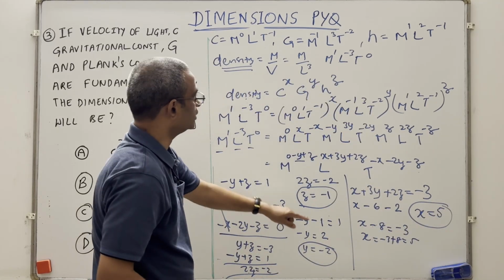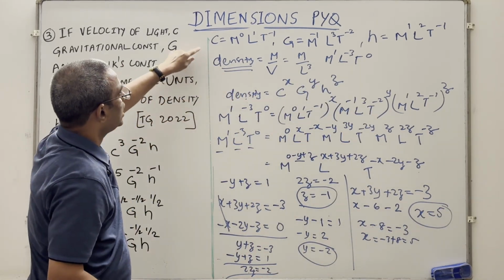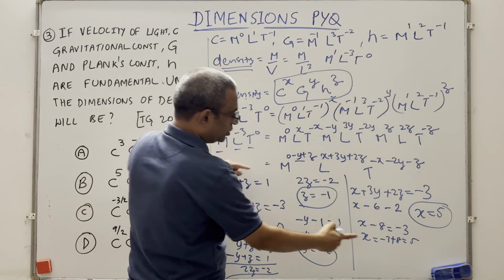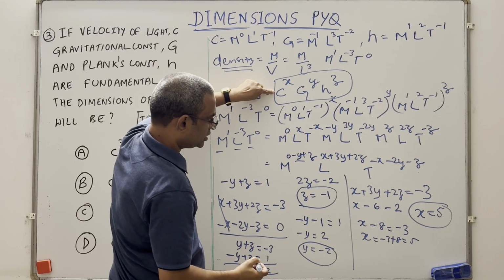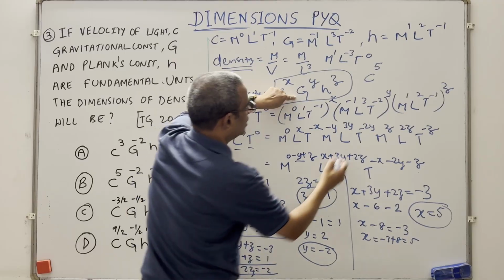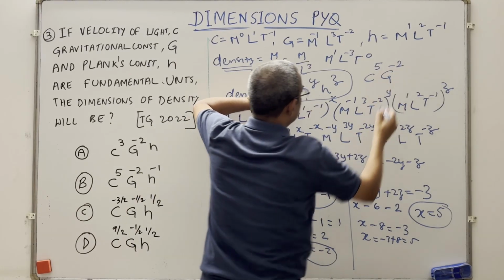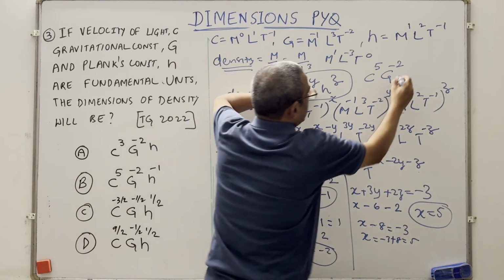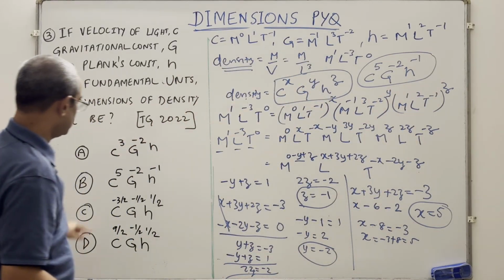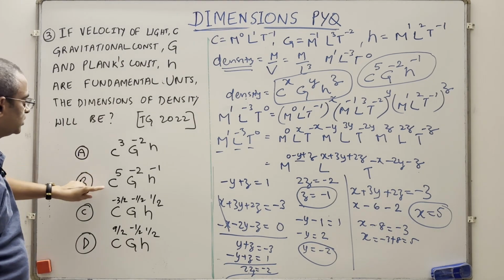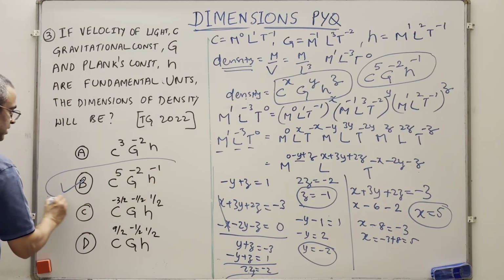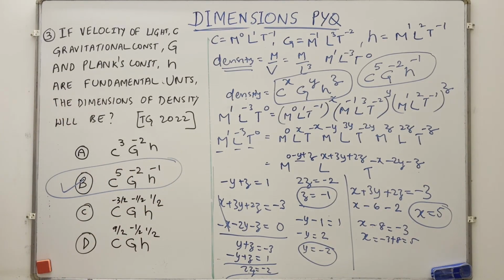So we have all these. That means our initial formula, this one here, if we put those values here, what do we have? C power x, so that is c power 5, g power y, so g power minus 2, and h power z, h power minus 1. This gives us our density. So look at this. We have c power 5, g power minus 2, and h power 1. So our answer is this one, option B.